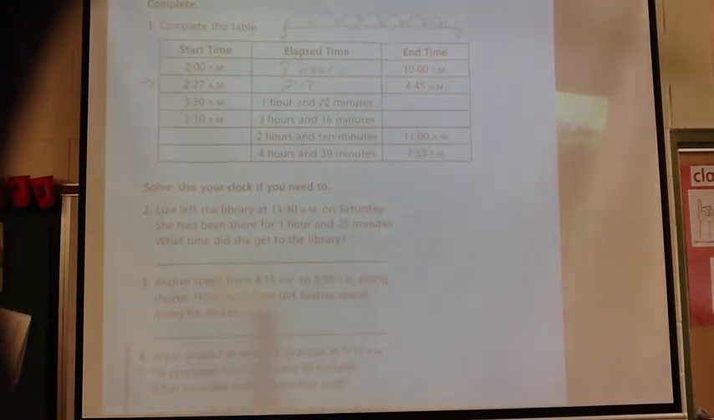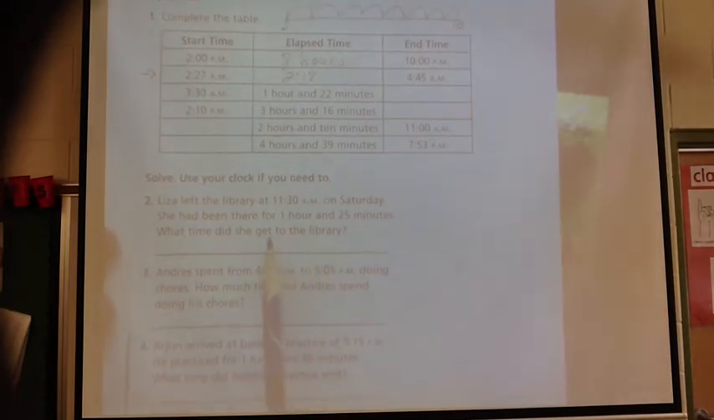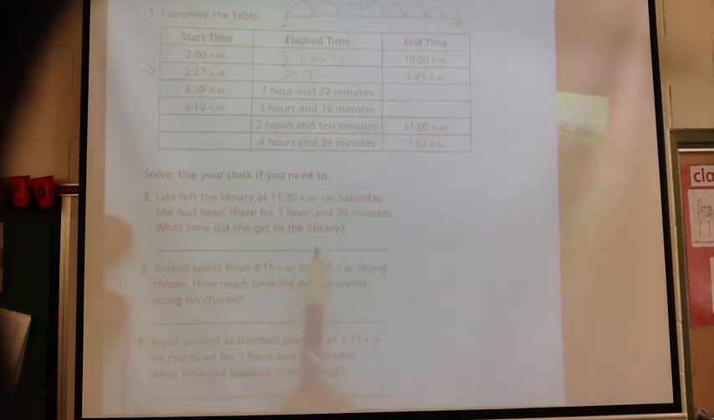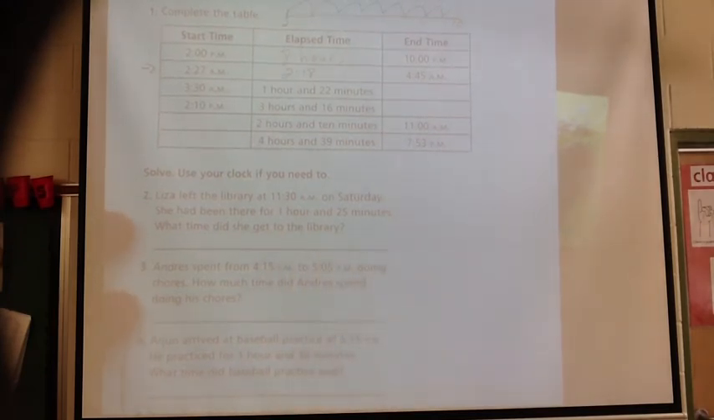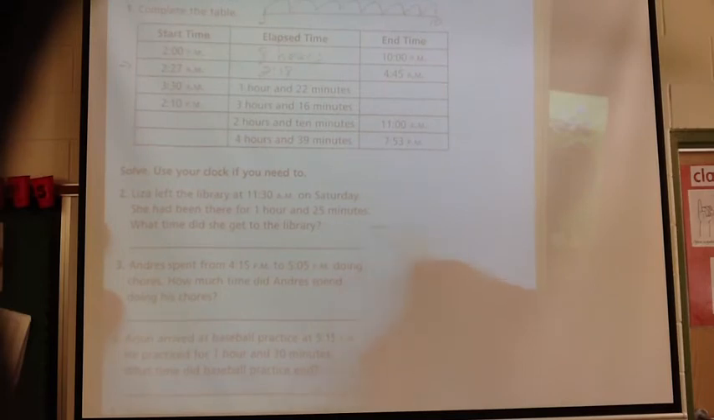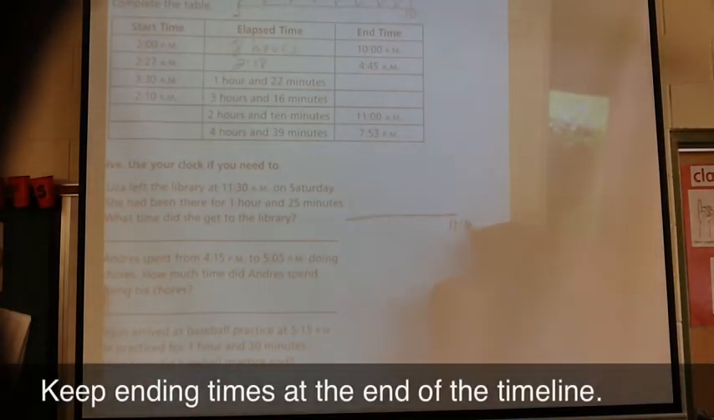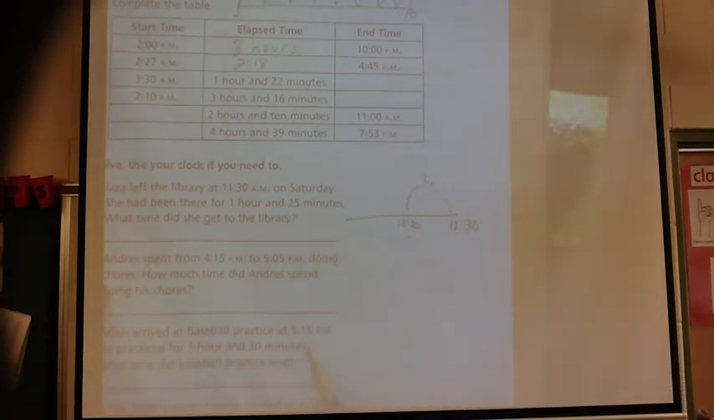Now, you can also use it to figure out these kind of problems down here. This gives you the ending time, and you have to figure out when she started. But that's part of the problem for a lot of kids, is figuring out which way to go on the timeline. So she left at 11:30. She was there for an hour and 25 minutes. Well, an hour before 11:30 would be 10:30.